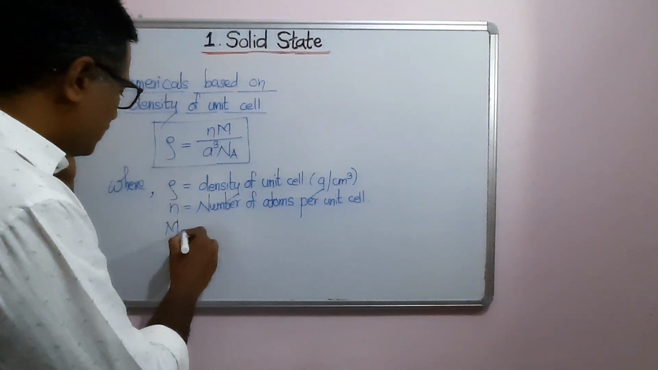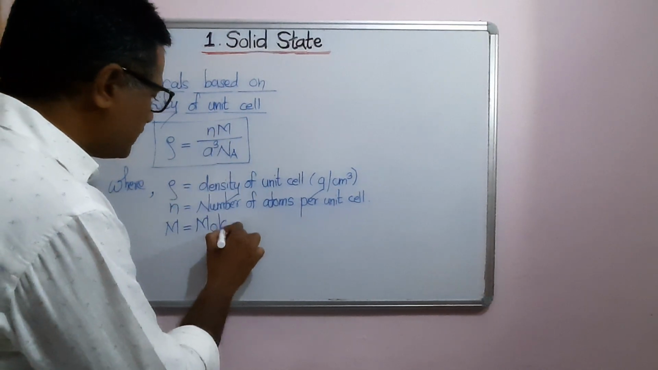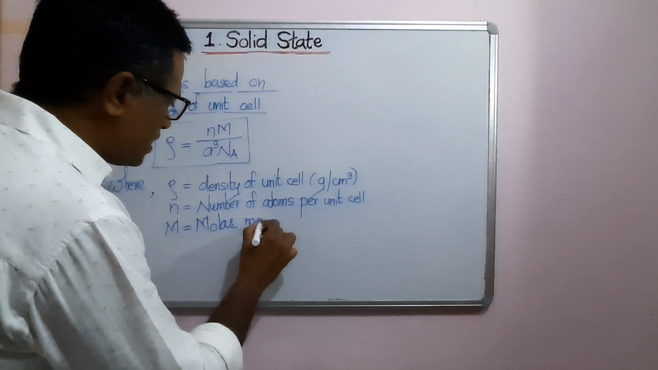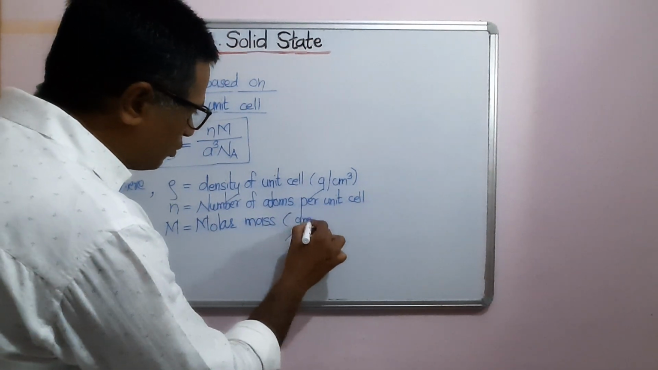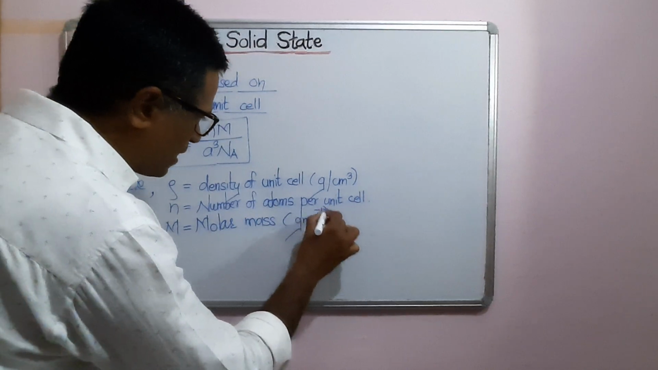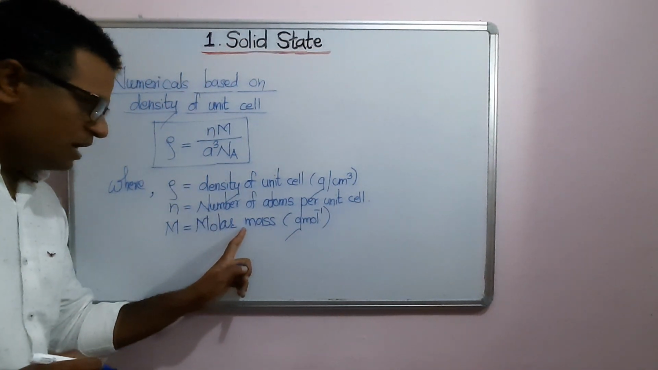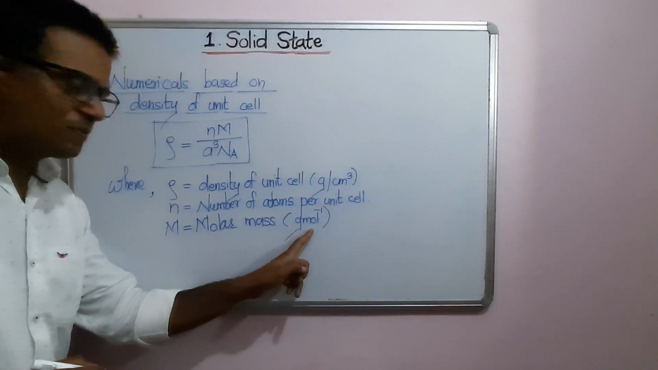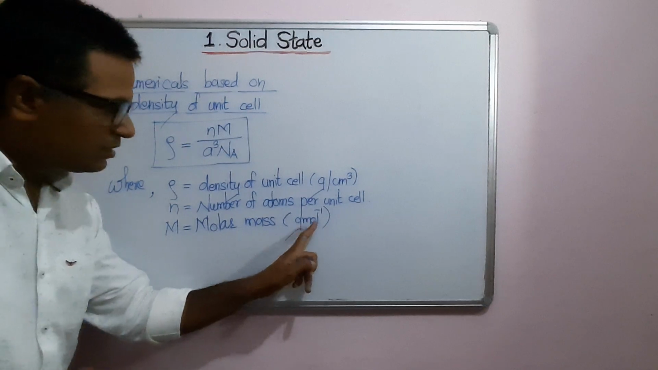Then you have M. M is called the molar mass, and that is always in gram per mole. By definition, molar mass is nothing but the mass of 1 mole of substance in gram. Therefore it is expressed in gram per mole.